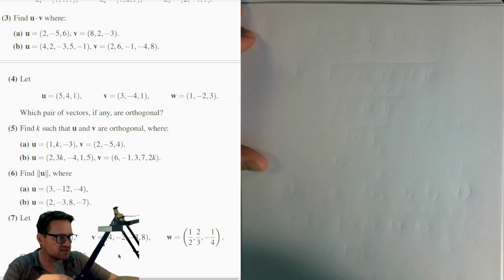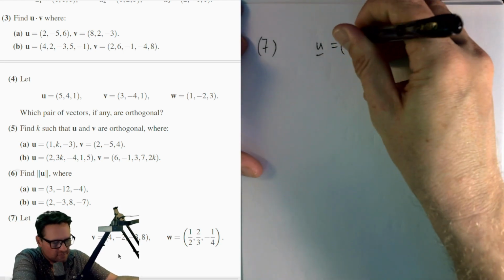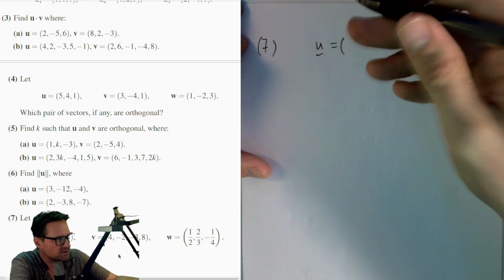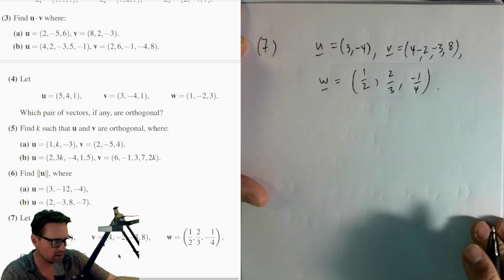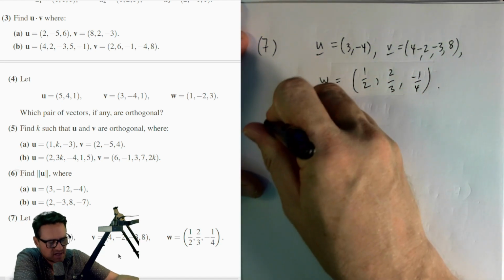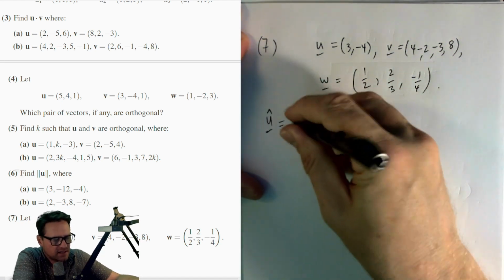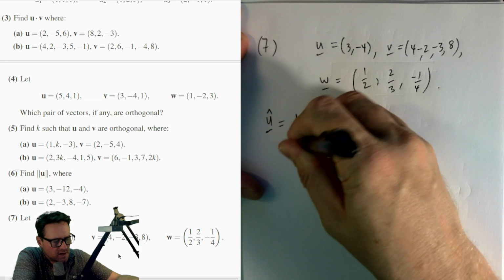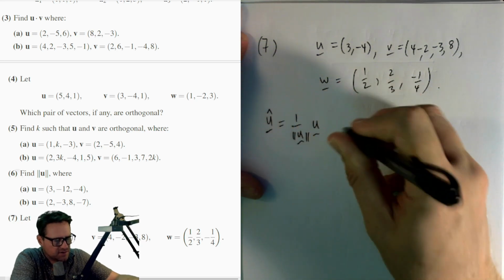Okay, question 7. So u, v, and w, they're vectors in 2, 3, or 4 space. And so we're asked to calculate unit vectors u hat, v hat, and w hat. Okay, so let's begin with u hat. So u hat is 1 on the norm of u times the vector u.